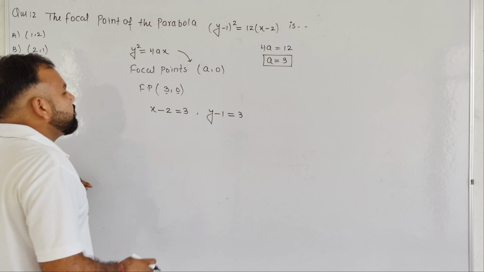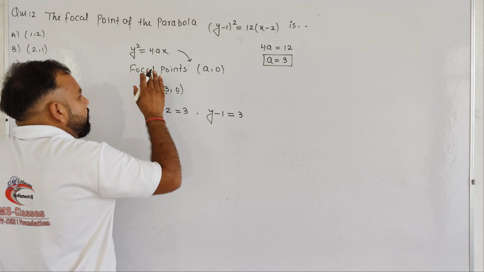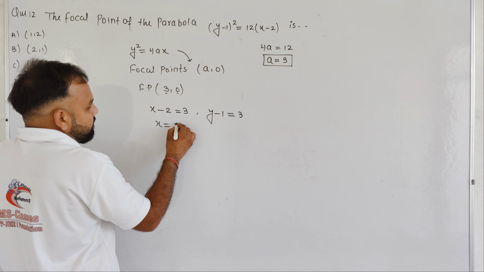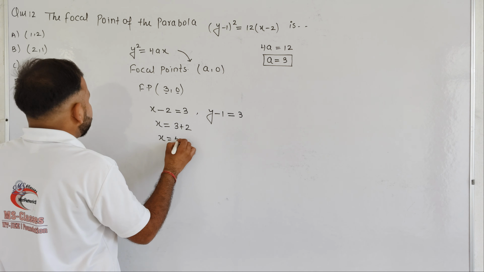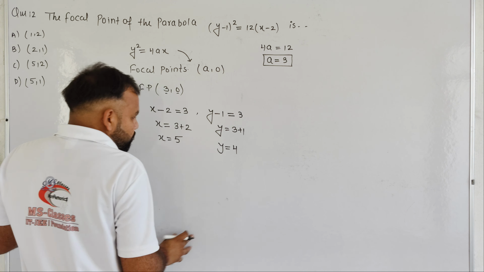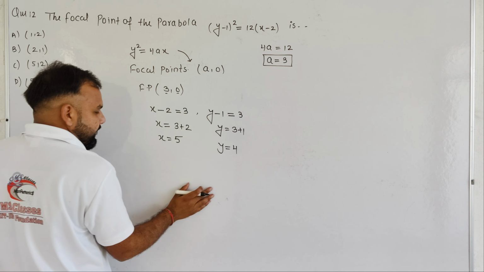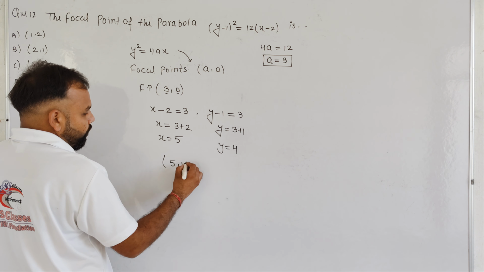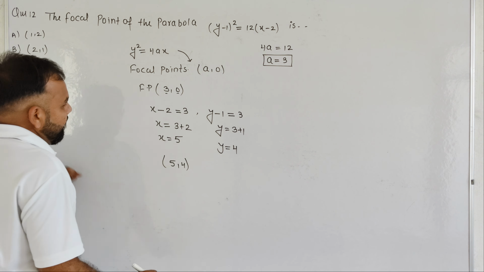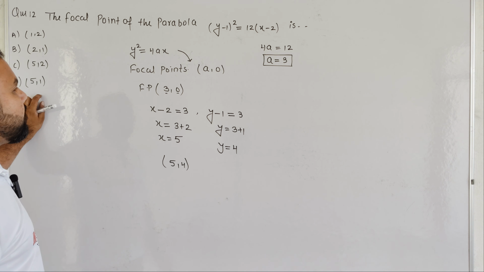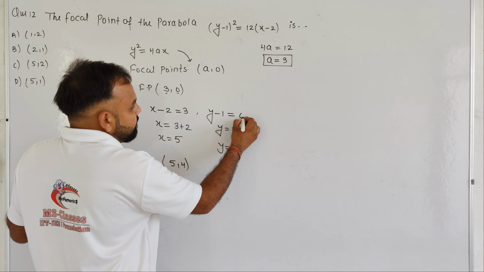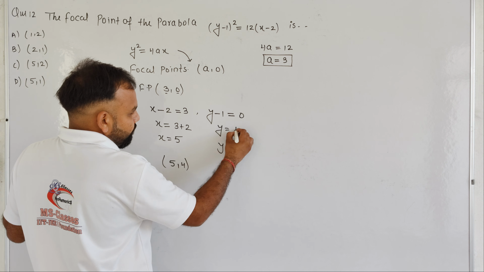Okay, student, we will calculate the value of x and y in that scenario, that is x is 3 plus 2, so x is 5, and y is 3 plus 1, so y is 4. So in that standard parabola, we can say that (5, 4) is our focal point. So (5, 4) is not our answer. There is a mistake, because y minus 1 is replaced by 0.